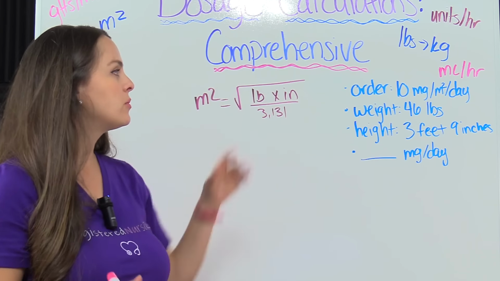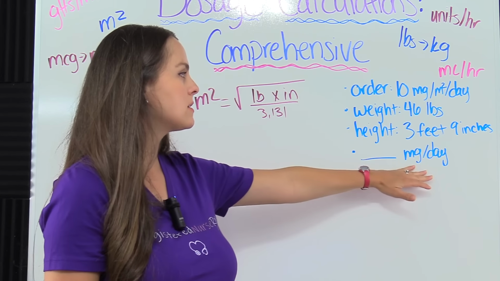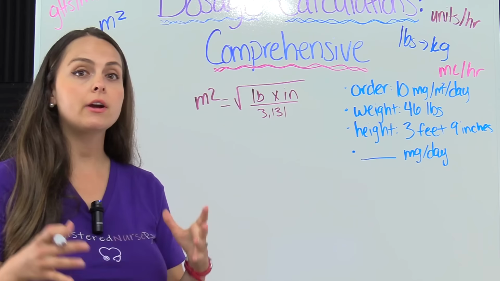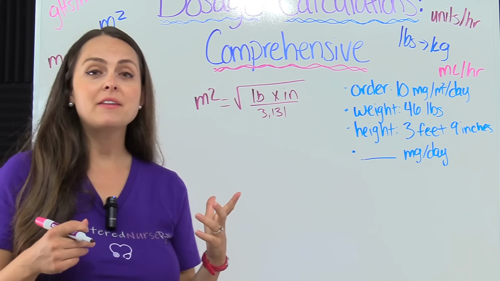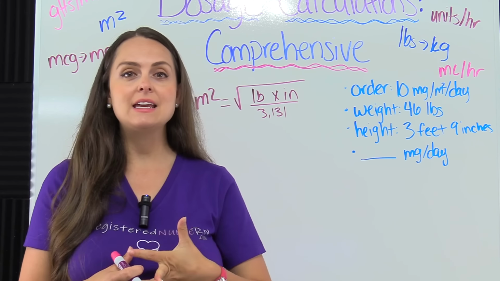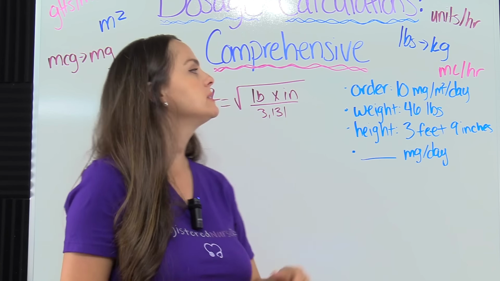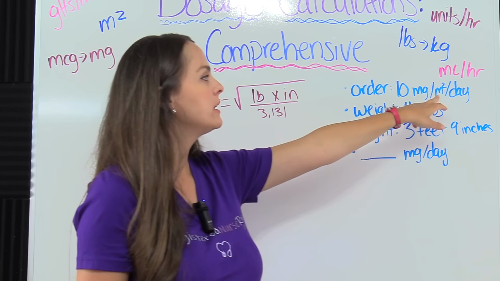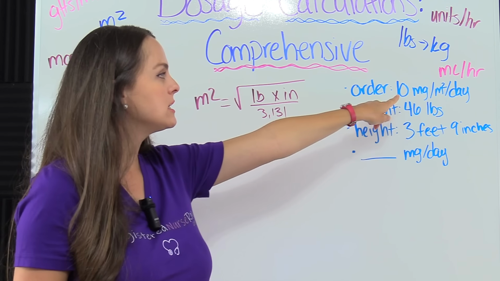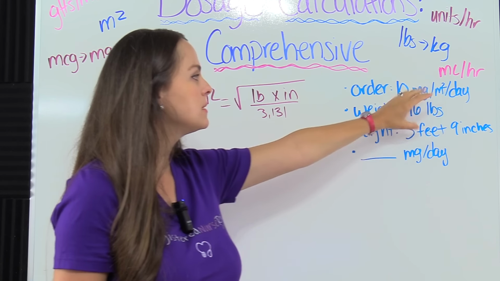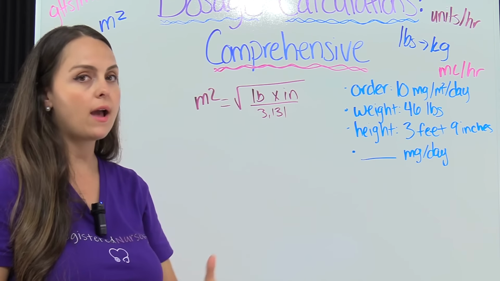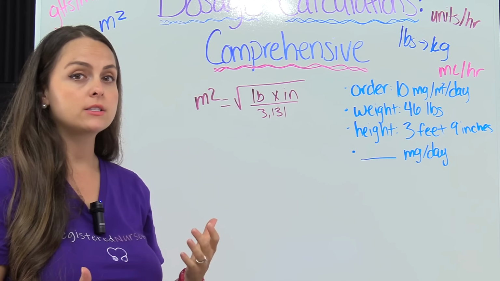So we've pulled the most important information from our problem to help us solve, and we are trying to get to milligrams per day. Now the special thing about this medication is that it is ordered by the patient's body surface area. So it's telling us that for every square meter, the patient needs 10 milligrams per day, and this is going to be based on their height and their weight. That's how we're going to figure out the body surface area.